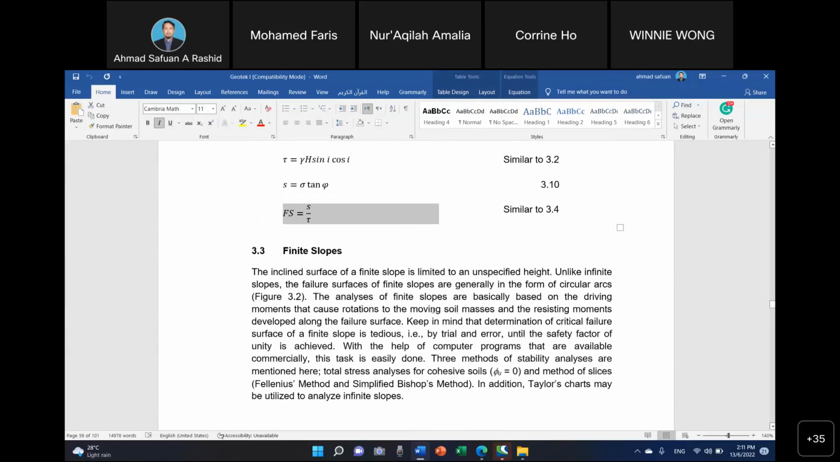The analysis of the finite slope is basically based on the driving moment that causes rotation of the moving soil mass and the resisting moment developed along the failure surface. Keep in mind that the determination of the critical failure surface of a finite slope is tedious, by trial and error until a safety factor of unity is achieved. So we may use a trial and error method as well.